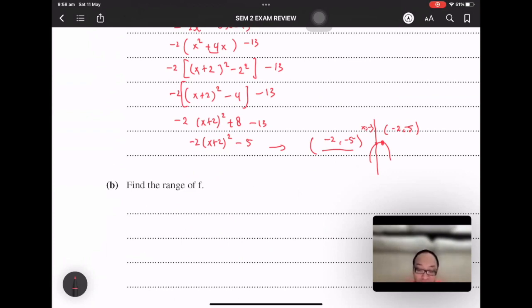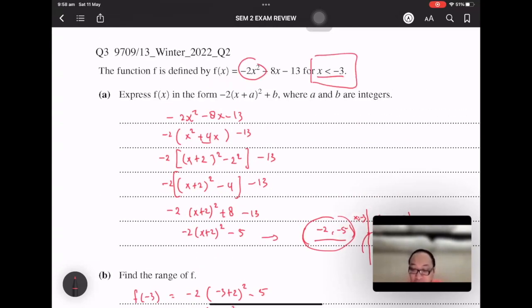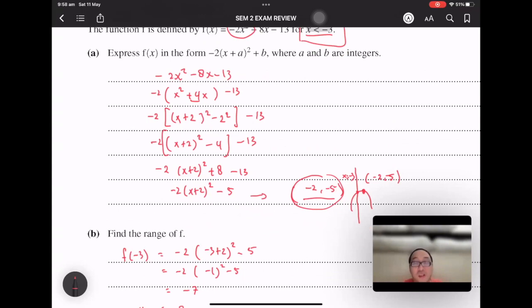So we have to find first the f(negative 3). So I can just put it: negative 2 (negative 3 plus 2) squared minus 5 equals negative 2 times negative 1 squared minus 5. So this will be negative 2 minus 5, which is negative 7. So the range will be y is smaller than negative 7. So don't use the vertex, since the domain doesn't start from the vertex. It started from the other point.